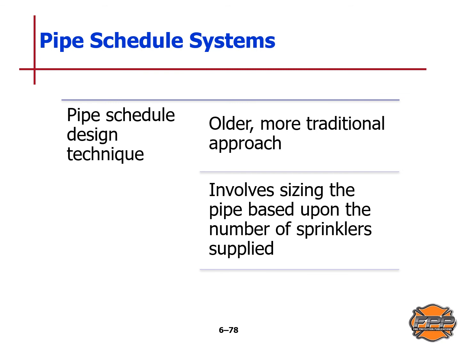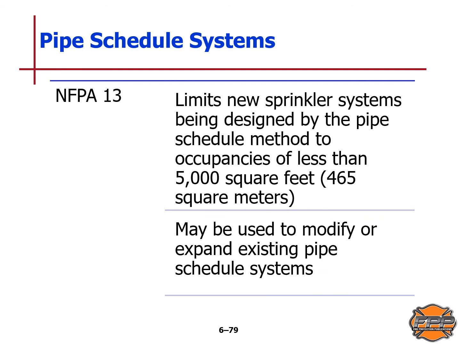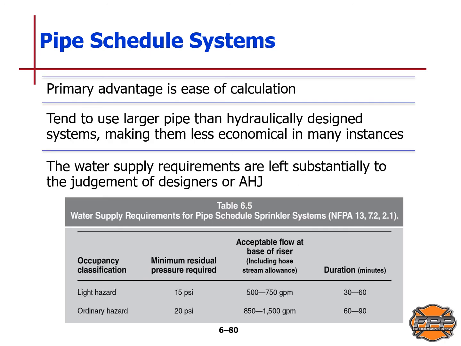The pipe schedule system technique is an older, more traditional approach and involves sizing the pipe based upon the number of sprinklers supplied. NFPA 13 limits new sprinkler systems being designed by the pipe schedule method to occupancies of less than 5,000 square feet or 465 square meters. It may be used to modify or expand existing pipe schedule systems. With pipe schedule systems, there's a tendency to use larger pipe than hydraulically designed systems, making them less economical in many instances. The water supply requirements are left substantially to the judgment of designers.